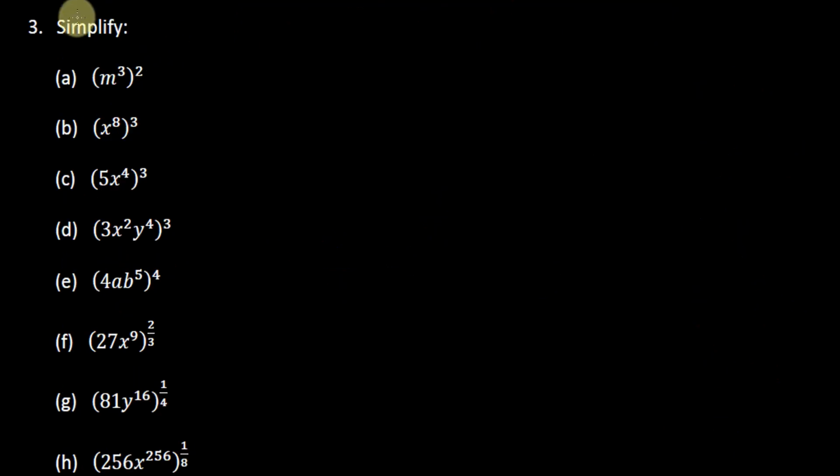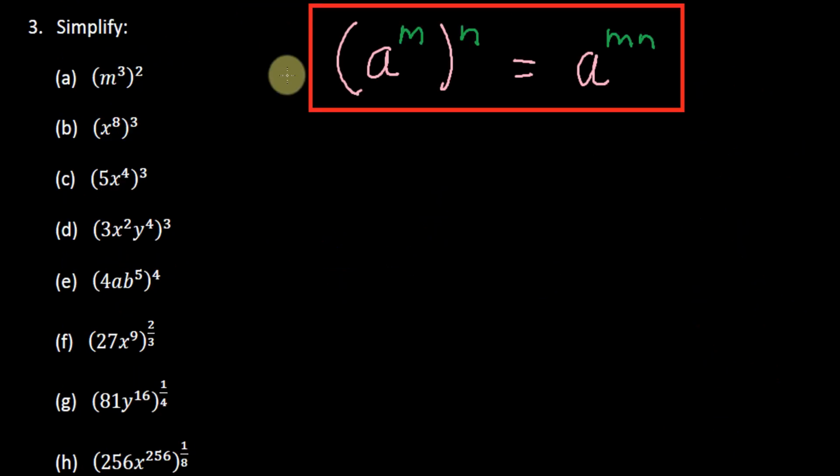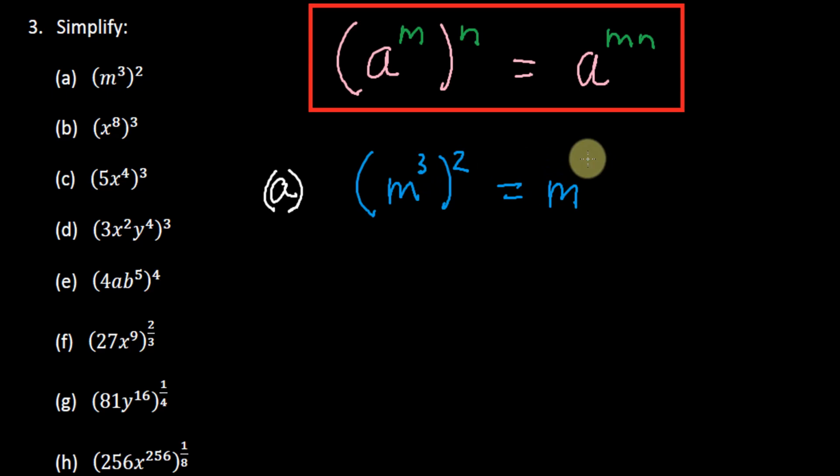So this question deals with the exponential law that says a to the m all to the power n is a to the power of m times n, or mn. In other words, when we have brackets, we multiply the powers. So let's look at A. We have m cubed all squared. So we have brackets and we multiply the powers. So we get m to the 3 times 2. In other words, m to the power 6.